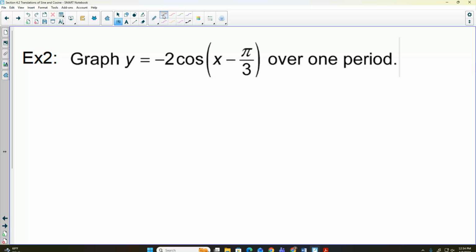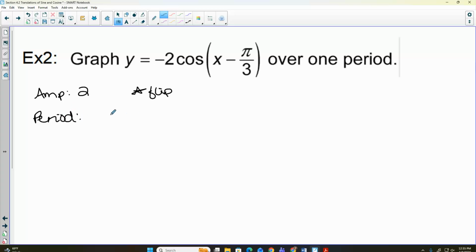Can the amplitude be a negative? No. So my amplitude is 2. What do I say about the negative? Good. It'll flip our graph over the axis. All right. Then our period.